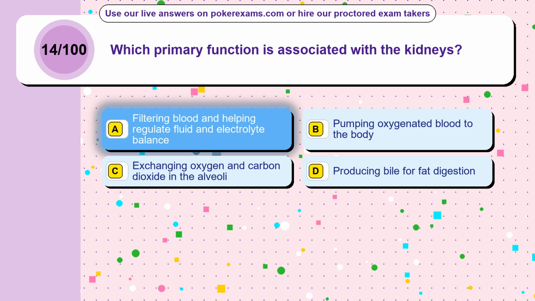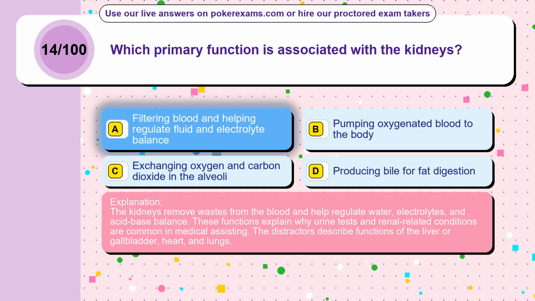The correct answer is option A. Filtering blood and helping regulate fluid and electrolyte balance. The kidneys remove wastes from the blood and help regulate water, electrolytes, and acid-base balance. These functions explain why urine tests and renal-related conditions are common in medical assisting. The distractors describe functions of the liver or gallbladder, heart, and lungs.